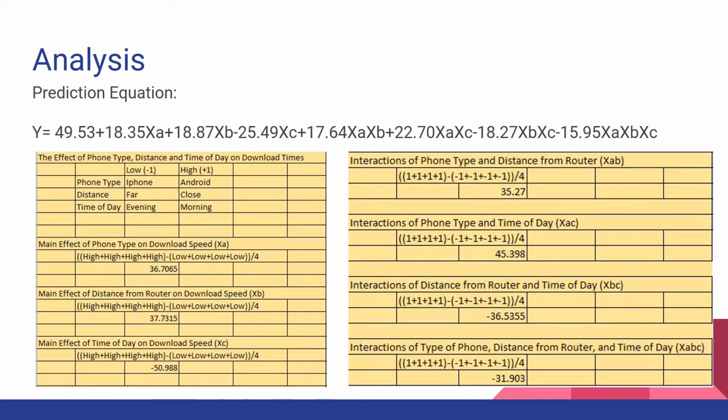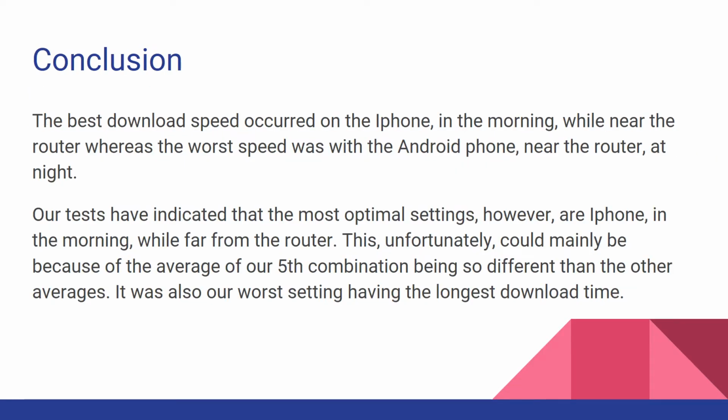With the final average download speeds, we can create our prediction equation. Our prediction equation can be finished by finding the main effects of our different factors and the interactions our different factors had on the download speeds. As a result from this experiment, the best download speed came from the iPhone in the morning near the router, as the worst download speed came from the Android phone near the router at night.